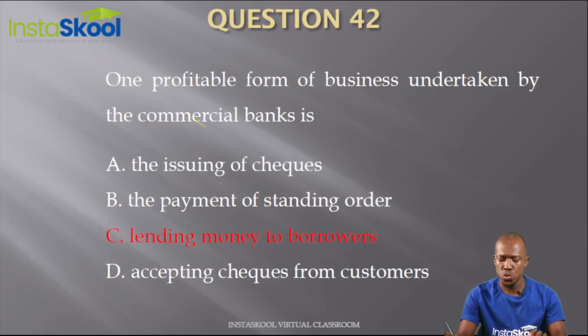Question 42. One profitable form of business undertaken by the commercial bank is dash. A, issuing of checks. B, payment of standing order. C, lending money to borrowers. And D, accepting checks from customers. Now, this question is quite technical.